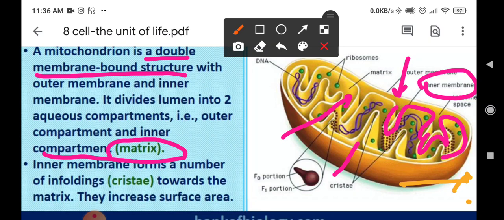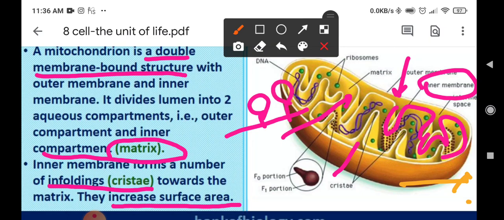Now, the inner membrane consists of a number of foldings, or infoldings, and these infoldings are known as cristae. The basic function of these infoldings being present on the inner surface only is that they help in increasing surface area. Why do they need to increase surface area? A very simple reason is that the inner membrane contains a large number of racket shaped structures.